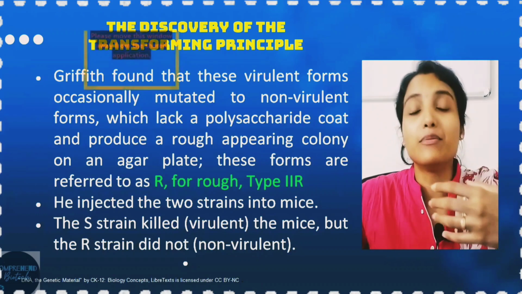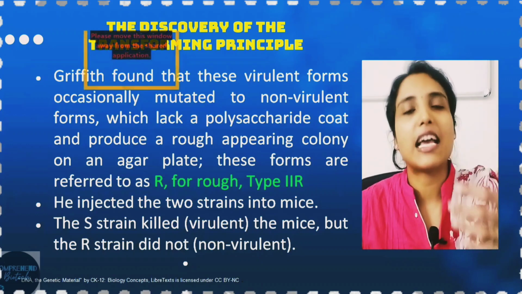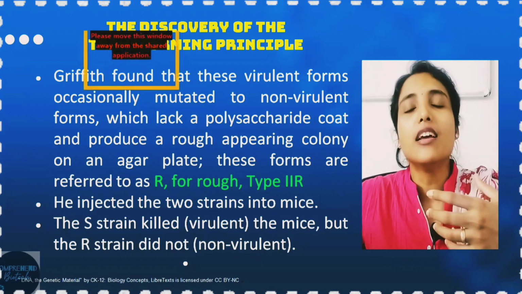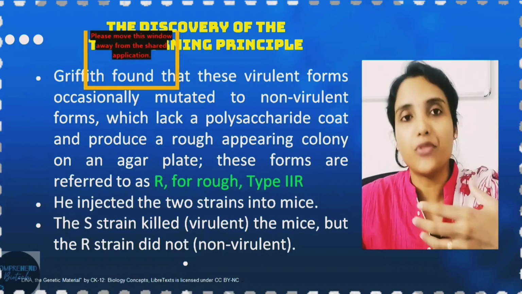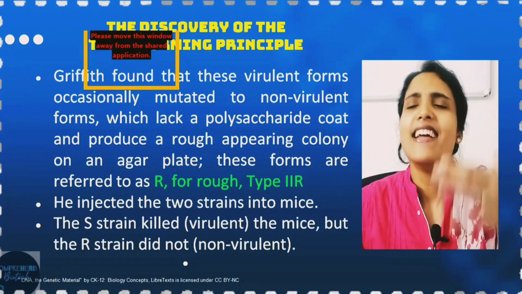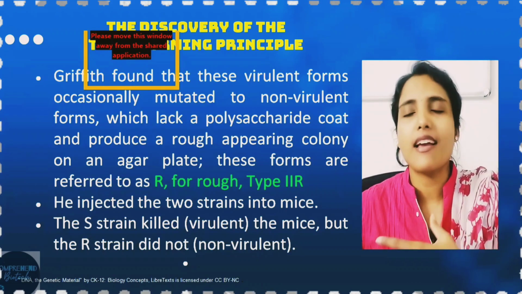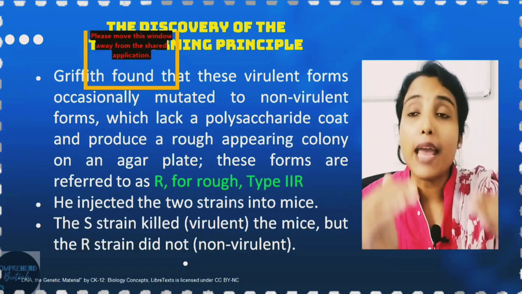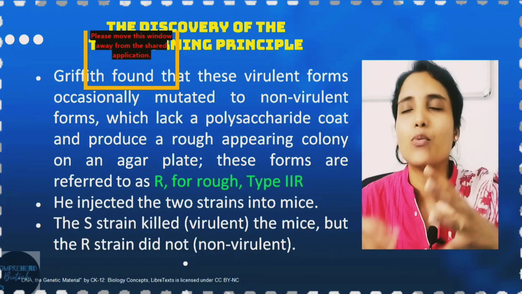Okay, 2 doesn't become 3. If it is a type 2 R strain, it will generally be mutated to become type 2 S strain. Type 3 means it will become type 3, and never does a type change from 2 to 3. Okay, that is what he noticed.